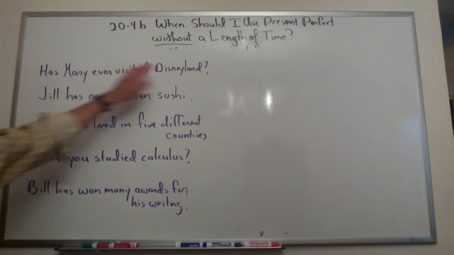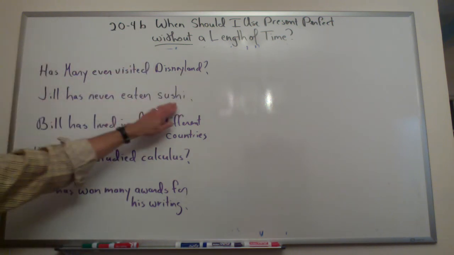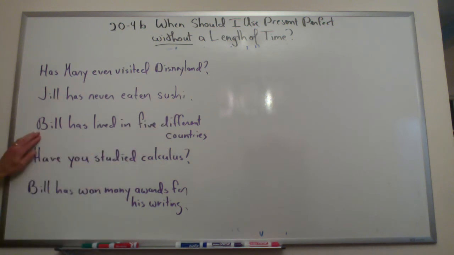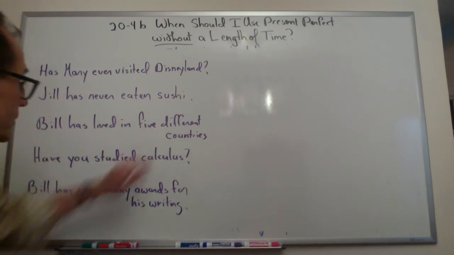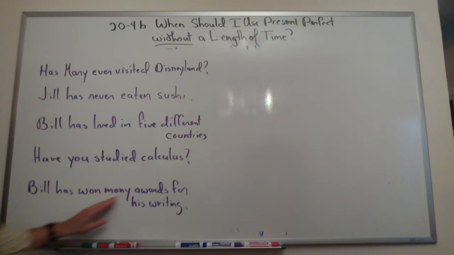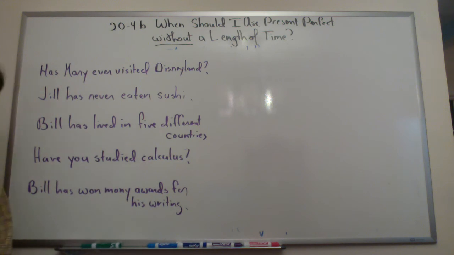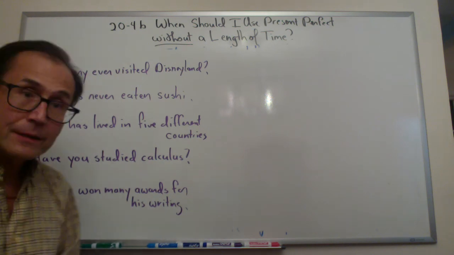Has Mary ever visited Disneyland? Jill has never eaten sushi. Bill has lived in 5 different countries. Have you studied calculus? Bill has won many awards for his writing. Okay, now let's think about what these sentences have in common.